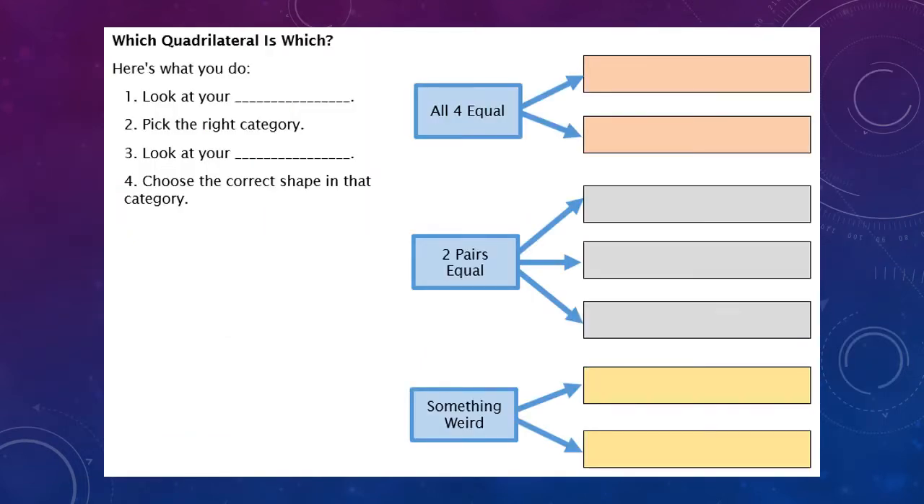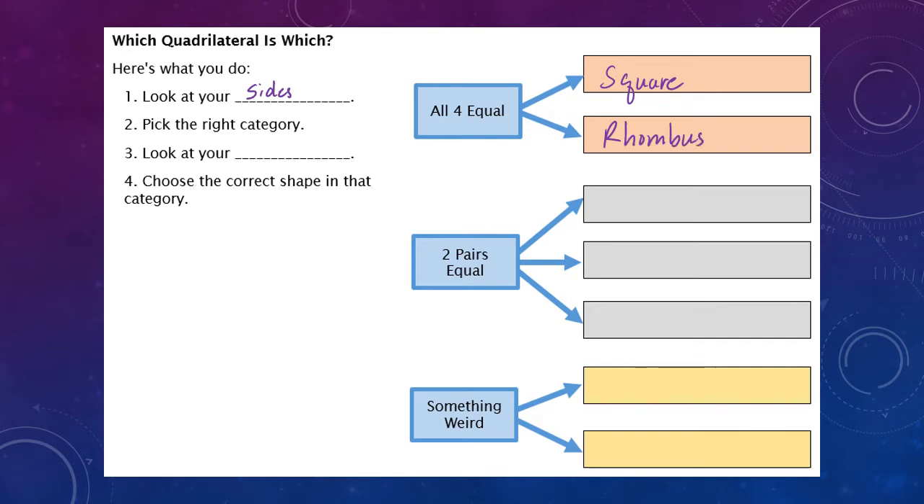When you're given information about a quadrilateral and you're trying to determine which one it is, there's a 4-step process that you want to follow. The first thing that you want to look at is which sides are equal. So I'm just going to say look at your sides. And then I'm going to go over to this little thing on the right here. There are 2 shapes where all 4 sides are equal. Those shapes are the square and rhombus.